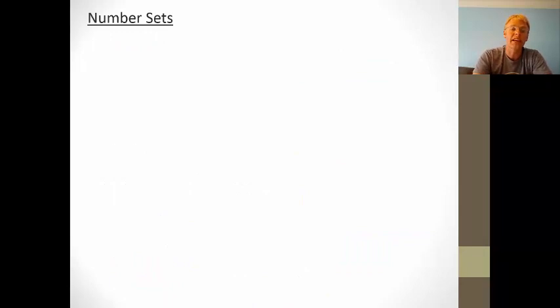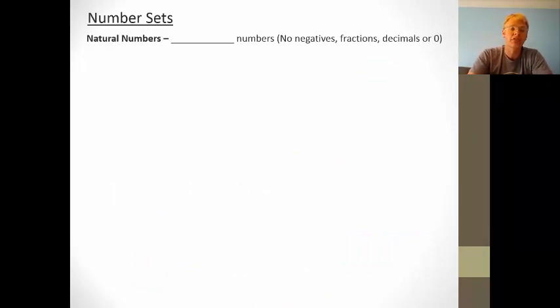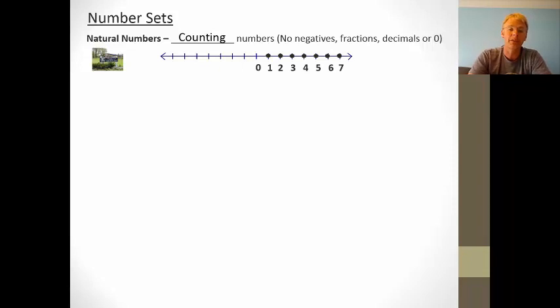Our first number set is the natural numbers. Now, the natural numbers, we kind of think of them as counting numbers, because these would have been the numbers you first learned about when you were learning how to count back in kindergarten. We start at 1, and we just go up. 2, 3, 4, 5, 6, 7. Where do we end? Well, again, infinity. There is no end. We could always find one more number that we could count to, starting at 1 and going up. Notice there are no negatives, no fractions, no decimals, and no zero in the natural numbers.